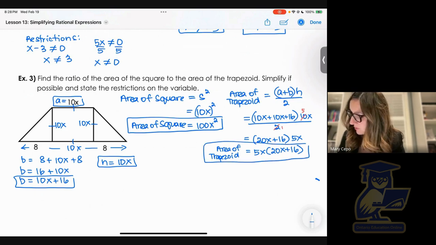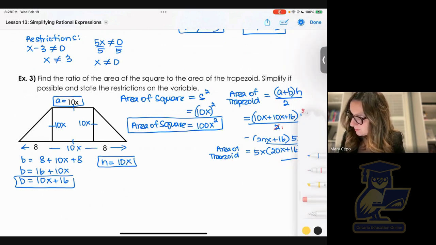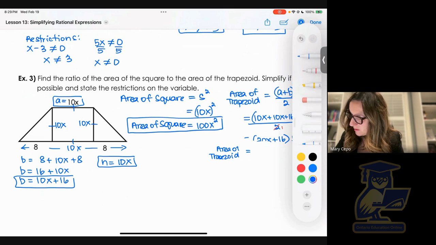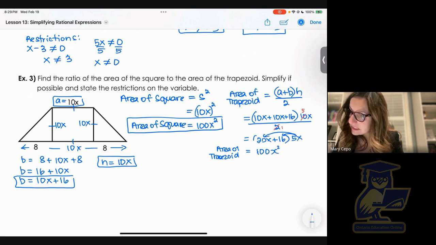And actually, it's not fully factored. What we should have recognized is, we do want to fully factor. Okay, so we have 5x times 20x plus 16. If I was to expand that, we're going to say 20x times 5x, which is 100x squared, sorry, and then 16 times 5x, which would be positive 80x.